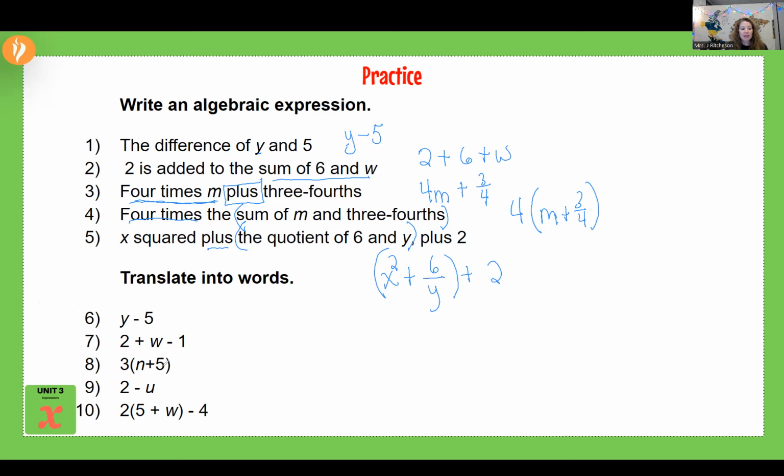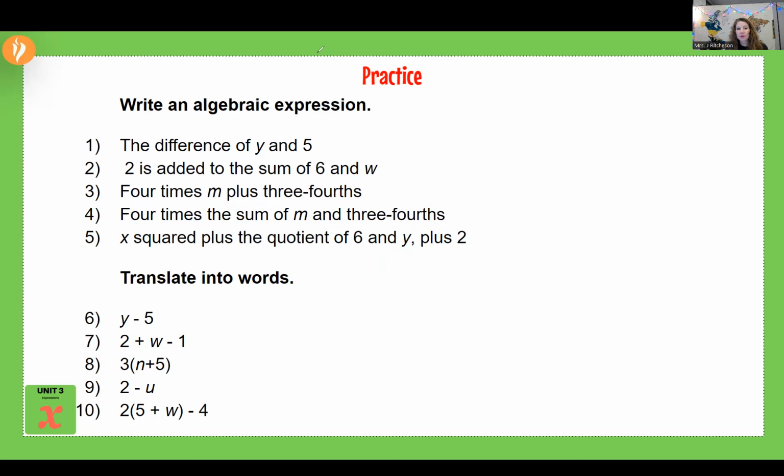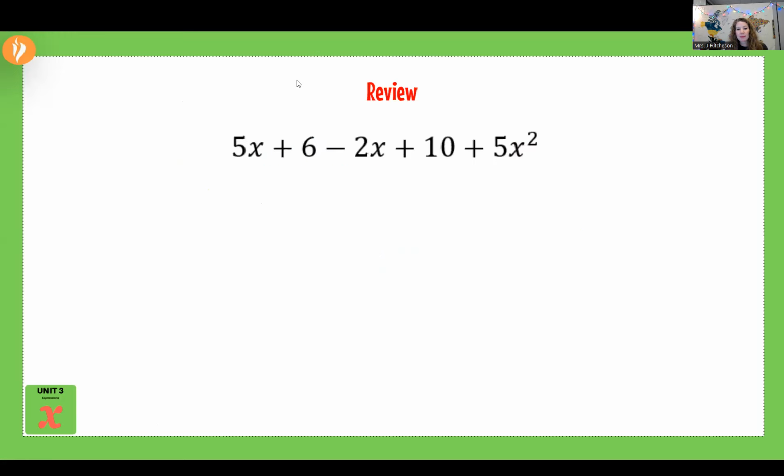All right, number 9, you could say u less than 2. You could say take away u from 2. You could say the difference of 2 and u, or you can simply say 2 minus u. And then the last one, you could say 2 times the quantity of 5 plus w, comma, minus 4. Something like that. Like I said, there's multiple answers, so hopefully you got some that I said as well.